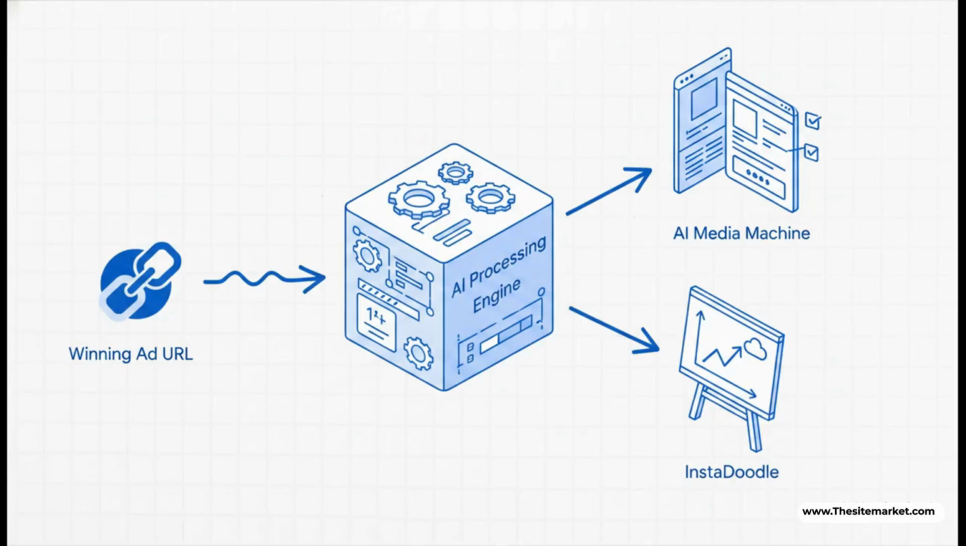And you know, this decoding and rebuilding process used to take hours and a full production team. Not anymore. Tools like AI Media Machine can literally take a winning ad URL, break it down shot by shot with an AI analyzer, and rebuild it by baking your product into that skeleton. Or let's say your competitor is crushing it with those hand-drawn whiteboard explainers, which, by the way, are absolutely huge in SaaS and education right now. Well, tools like Doodle can replicate that exact aesthetic for your offer in just minutes.